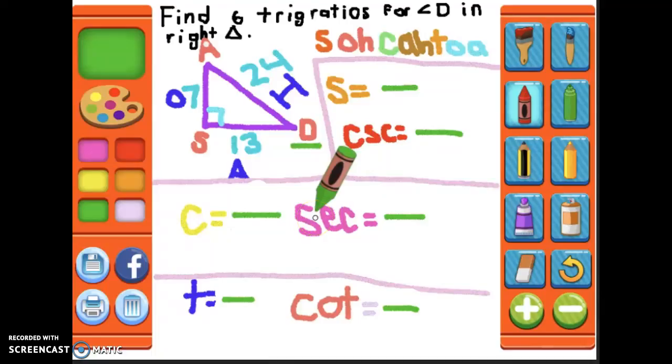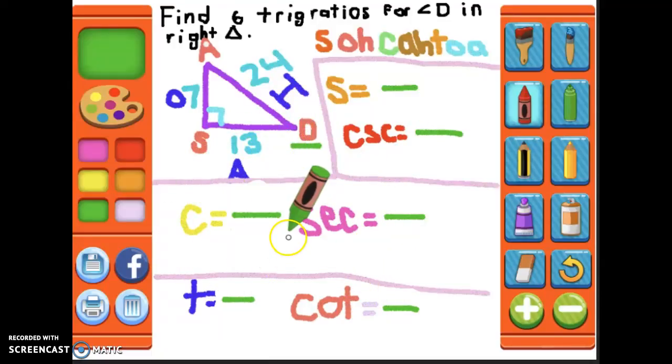But anyway, starting the lesson, our question is to find 6 trig ratios for angle D in the right triangle. So here's our 90-degree angle, and that's how we know it's a right triangle. So we have our 6 ratios written out.